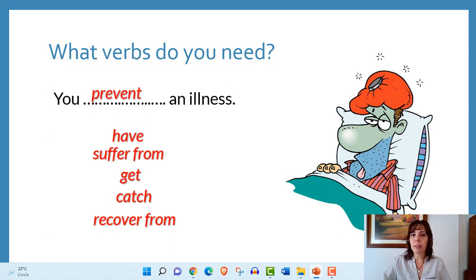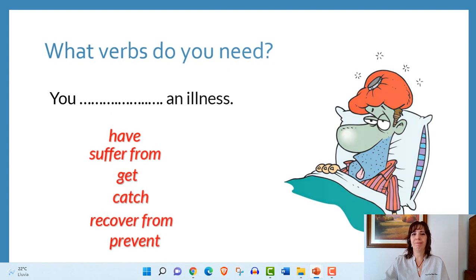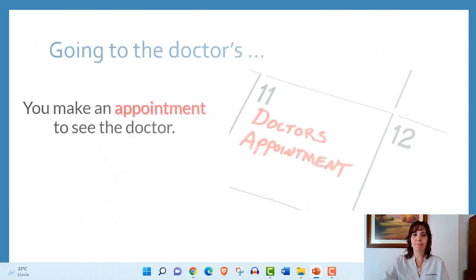And you prevent it. You do everything in your power to avoid the illness. You prevent an illness. I am not going to make the typical example with COVID, yes, but you already know what to do to prevent COVID. Wearing a mask to prevent COVID is an example.